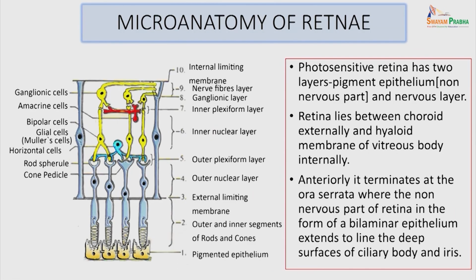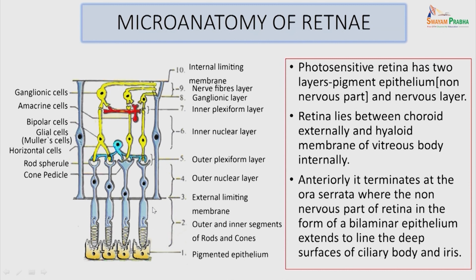We are going to learn the microanatomy of retina, and here is the diagrammatic representation of the microscopic picture of the retina. Retina is photosensitive and has two layers, pigment epithelium, that is a non-nervous part, and the nervous layer. In this diagrammatic representation, you can see the pigmented epithelium here, and the remaining part is the nervous layer of the retina.